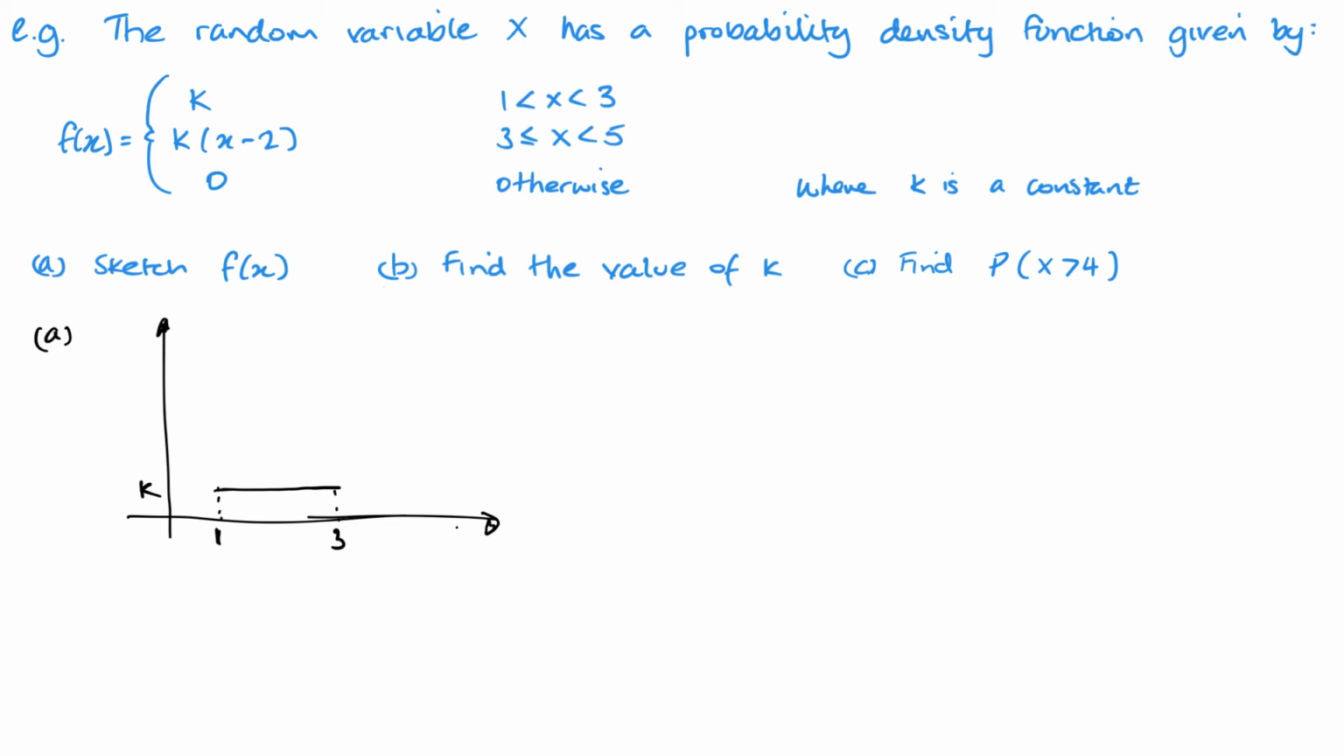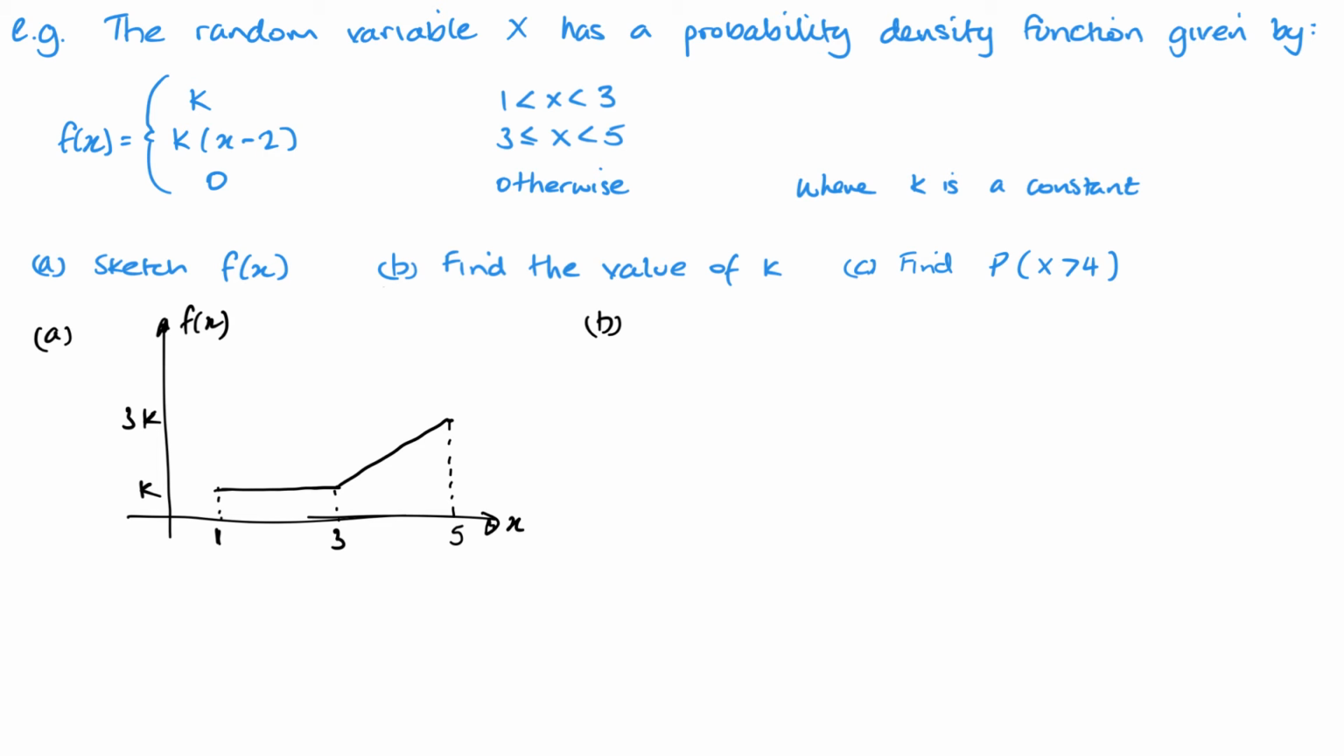So if I think now up to about 5, we're going to go up to somewhere like this, a straight line, and that's going to be at 3k. And that there is my graph, or my p.d.f, I should say. So that's f of x, and that is x there. And then part B is finding k. As we've talked about before, we can do this by finding the area under that p.d.f., so this area here, or we can do it by integrating.